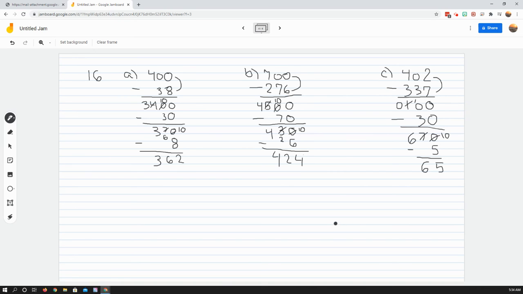Remember, the first thing I did was the digits in my hundreds place, and the digits in my tens and in my ones place, I would have to borrow. So that's why I did subtract, subtract, subtract. That was the method that I did.